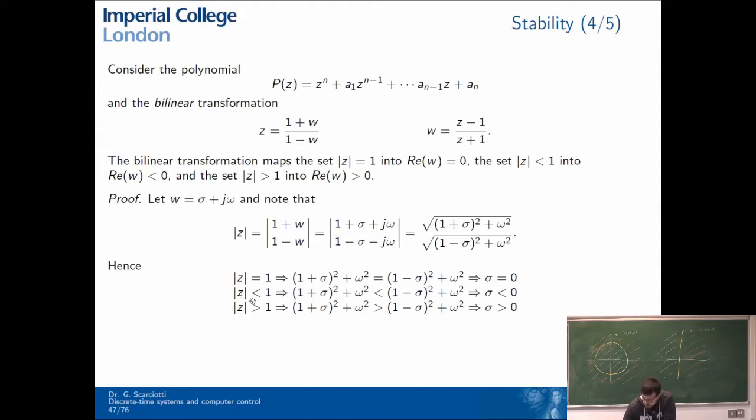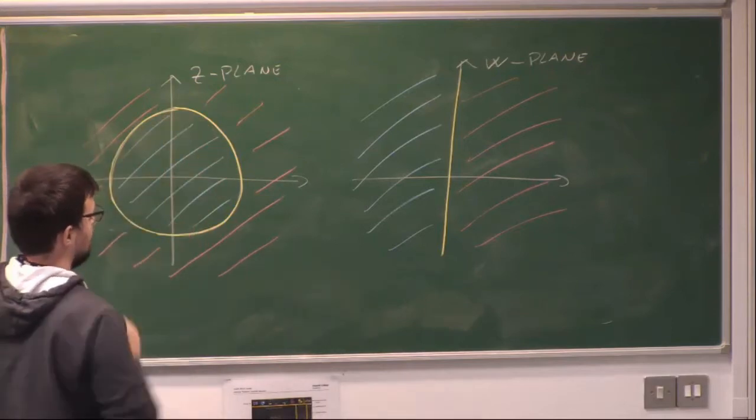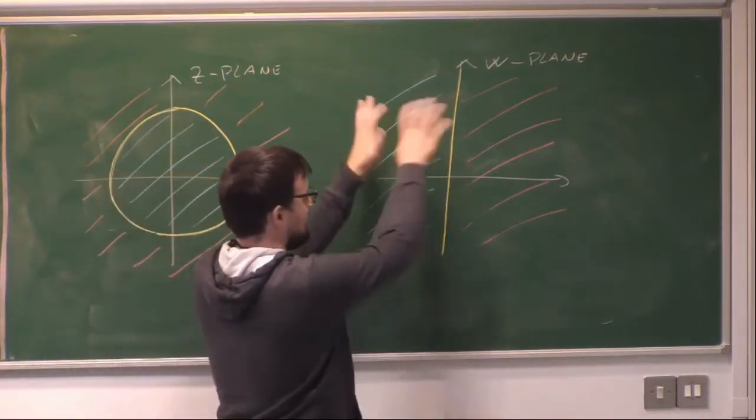If we now look at the absolute value less than 1, then the denominator has to be greater than the numerator. So we want to solve this inequality, so we simplify the square, we simplify the 1, and then we have that sigma is less than minus sigma, and this is true only if sigma is negative. Similarly for the absolute value of z greater than or equal to 1. So we have the proof that this transformation maps these three sets into these three sets here.